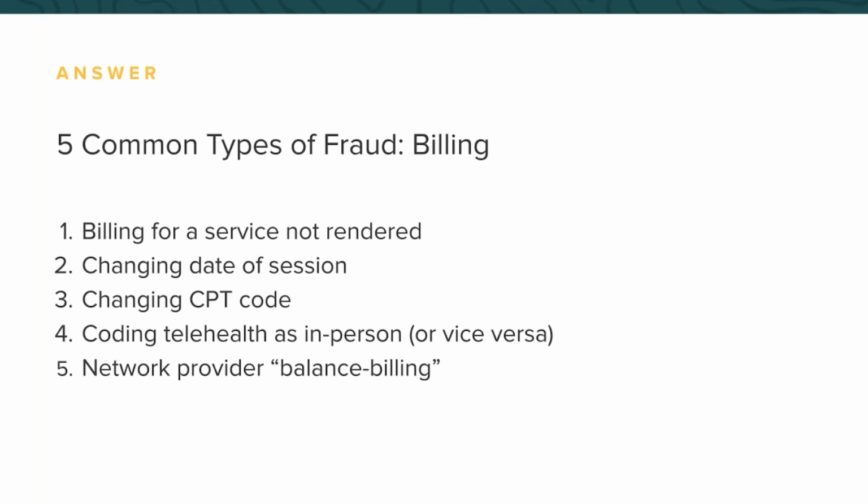This one's a little bit different. This is network provider balance billing. This is if you are a network provider for any insurance plan, and let's say your contracted rate is $80 with that insurance plan, and your normal fee is $120. You can't turn around and bill the client for that $40 difference.